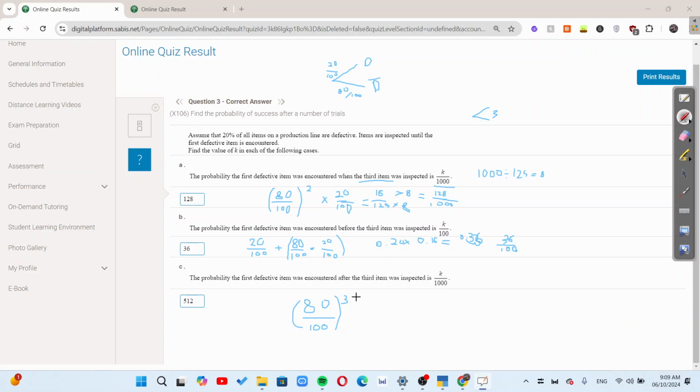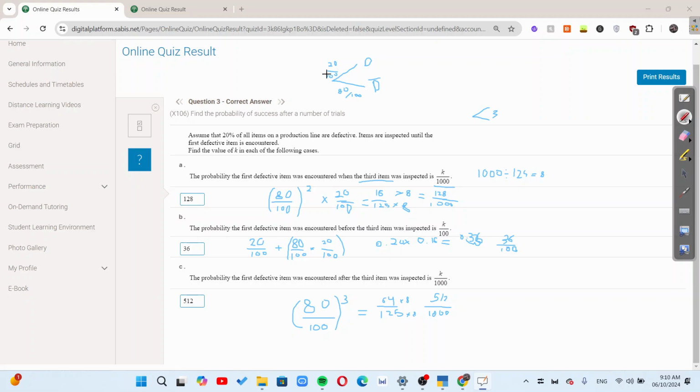So when you do this in your calculator, you're gonna probably get 64 over 125. And again, we said 1000 divided by 125 to get like denominators. You need to multiply by 8 up and down. You're gonna get 512 over 1000. So 512 over 1000. And now you solved this question. So on to the next question.